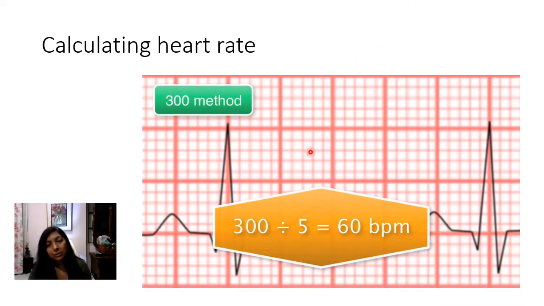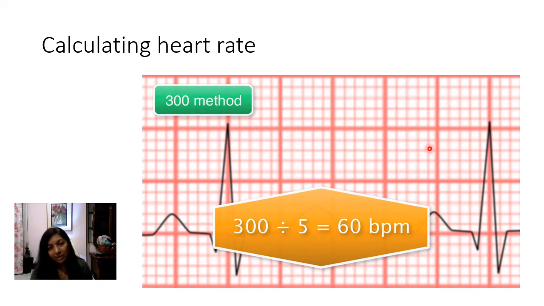Okay guys, so we know that the distance between two consecutive R waves represents the distance between one heartbeat and the next. And we also know that the speed the ECG paper moves through the machine is 300 big squares per minute, because that's how it's calibrated. So if you take 300 and divide that by the number of big squares in between two R waves, that will give you the number of heartbeats in 1 minute.